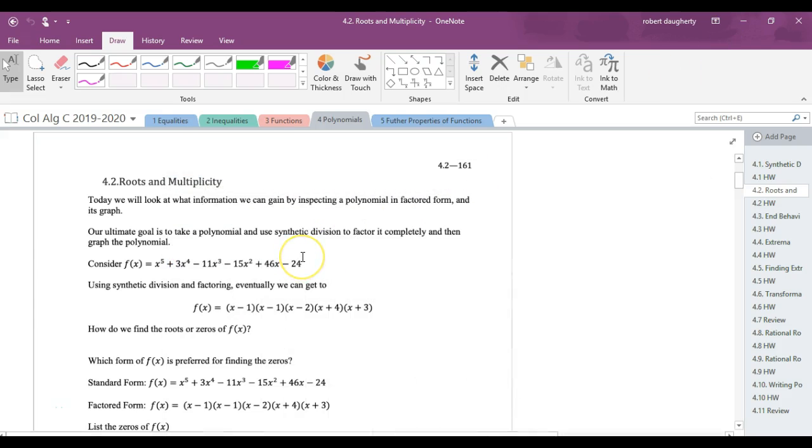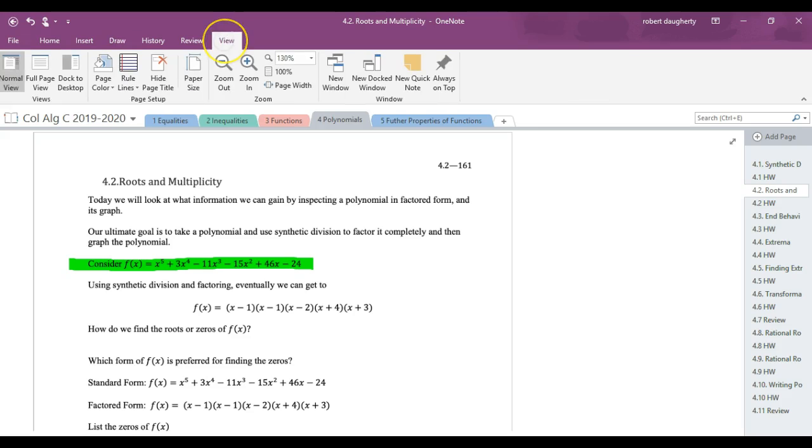So let's take a look at what we need to talk about today. We need to talk about roots and multiplicity. So if I had a function, this is a polynomial. This is a pretty complicated polynomial. There's no way I can teach you in parent functions to memorize what something like that does. But our strategy is going to be, if I can get it factored, I can learn some very important things about this polynomial.